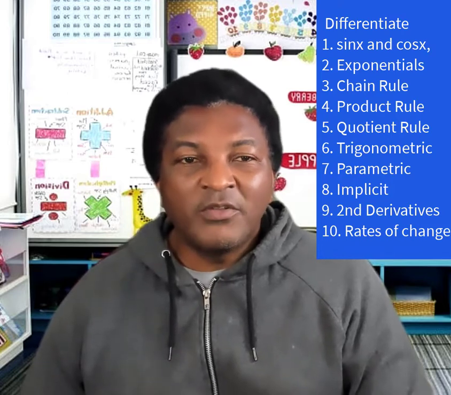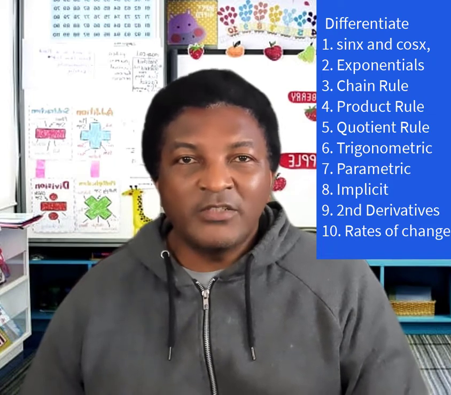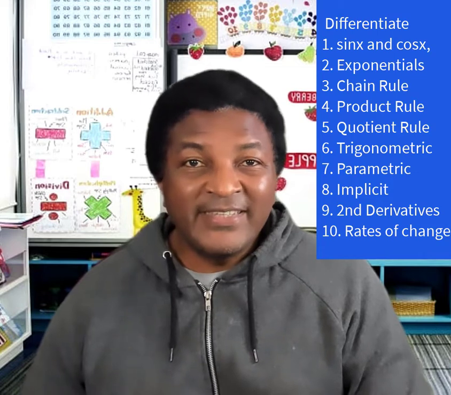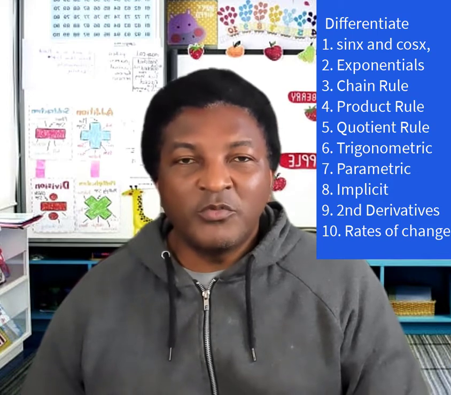Number 5, another very important thing in differentiation is the quotient rule. y is equal to u over v. u is always the numerator and v is the denominator, and then you put it in the formula and you differentiate u and you differentiate v, and be very careful. You have to square v. The quotient rule can be a very long process, so you have to take your time.